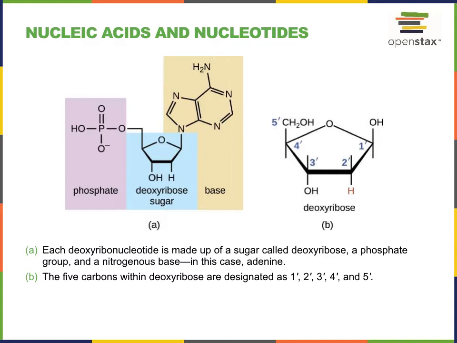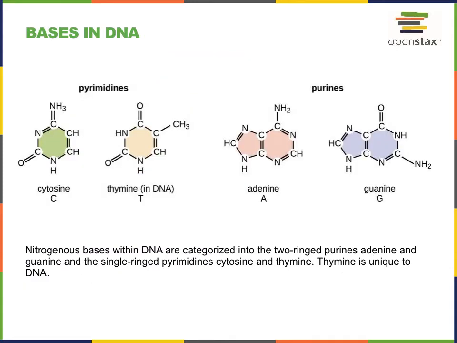All nucleotides contain a phosphate, a sugar, and a base. In DNA, the sugar is deoxyribose. So it's a 5-carbon sugar, forms a ring-like structure. And then the bases are shown in this next one there. 2 pyrimidines, cytosine and thymine, and then 2 purines, adenine and guanine. Okay, and so with phosphate and deoxyribose, each nucleotide contains one of these bases.